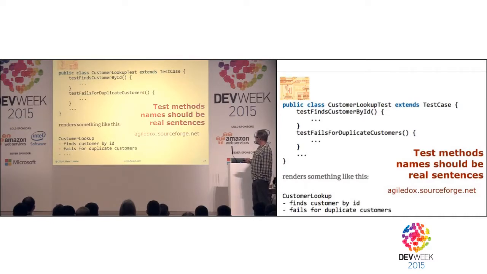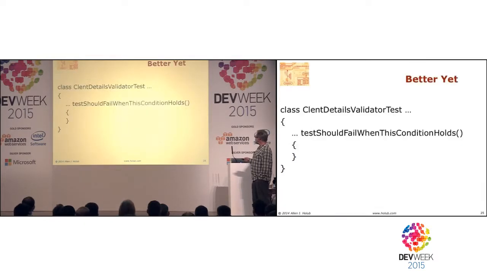So the first order of business then is that Dan figured out that the test method should be real sentences. But it's better yet if you express it in a form that shows you what you expect to see happening when you run the test. Right? The test should fail when some condition holds, and then specify the condition. Right?